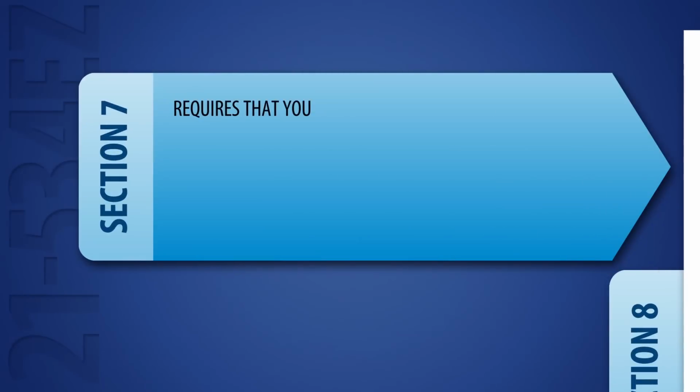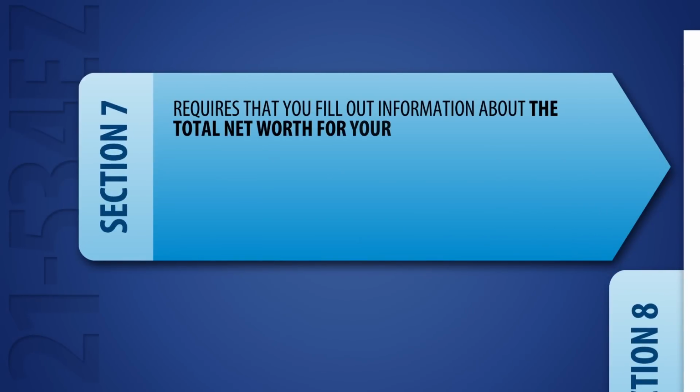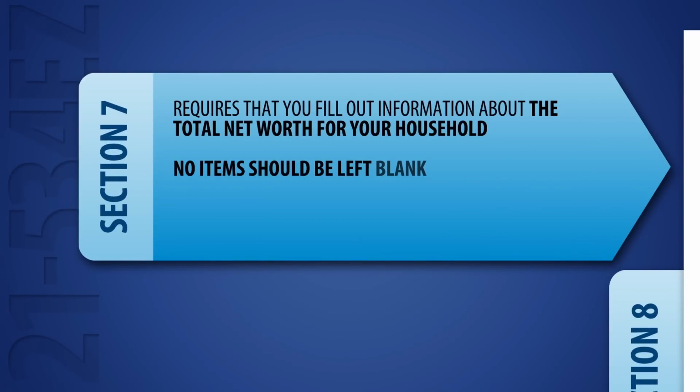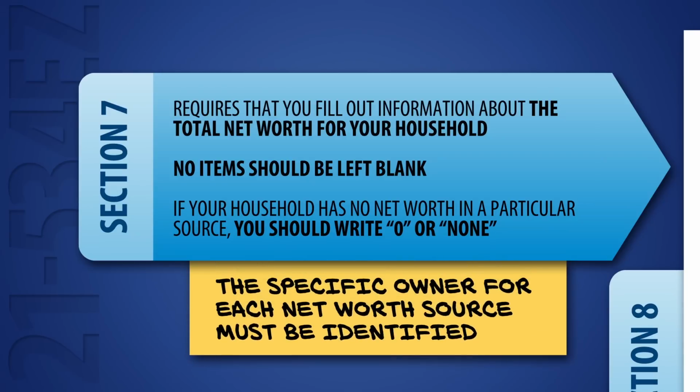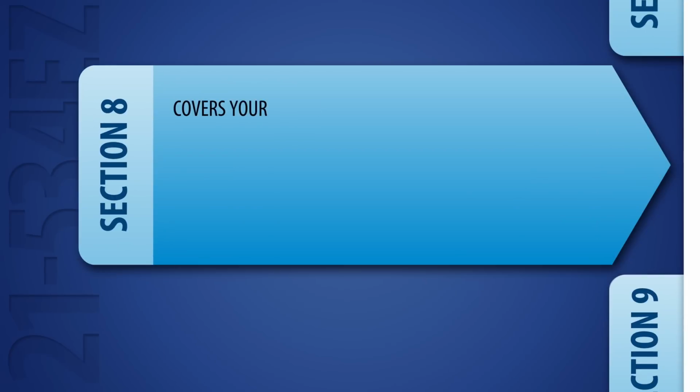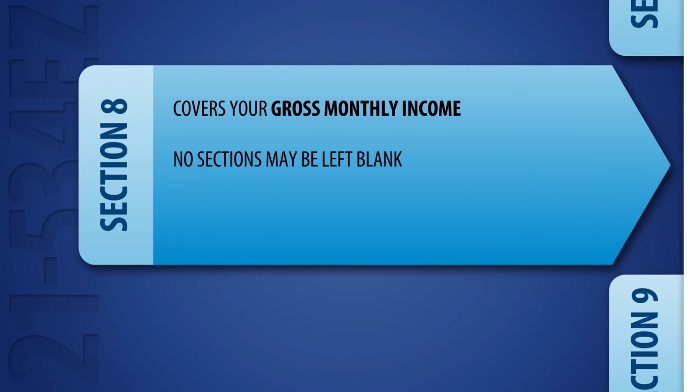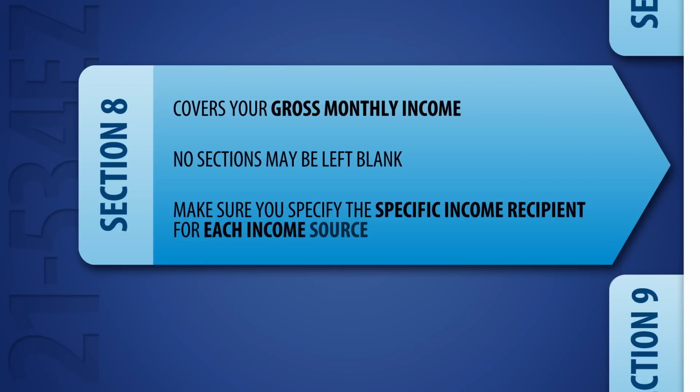Section 7 requires that you fill out information about the total net worth for your household. No items should be left blank. If your household has no net worth in a particular source, you should write 0 or none. In addition, the specific owner for each net worth source must be identified. Section 8 covers your gross monthly income. Once again, no sections may be left blank. As with Section 7, make sure you specify the specific income recipient for each income source. Leave no items blank. Again, if your household has no income in a particular source, write 0 or none.